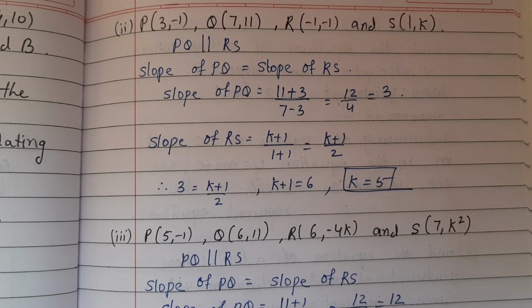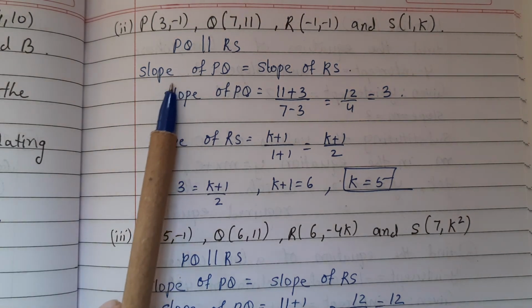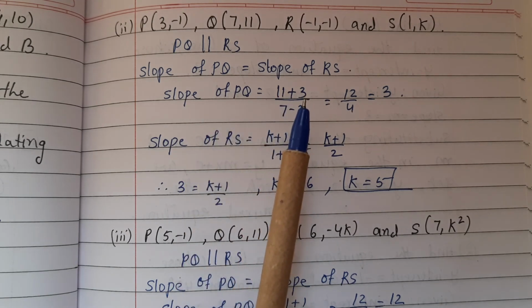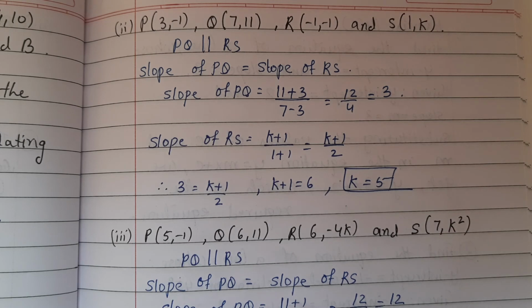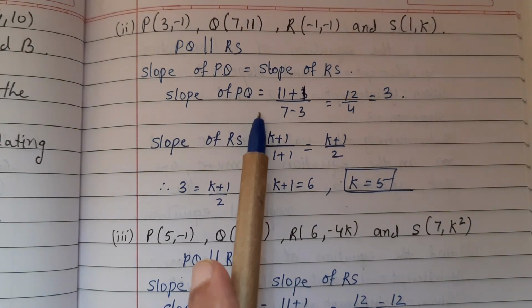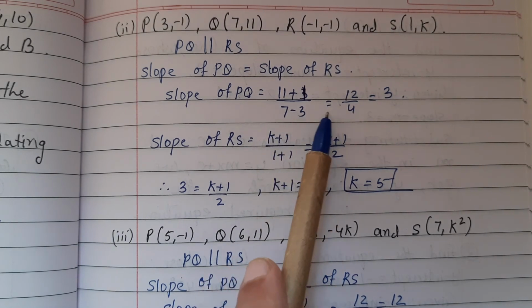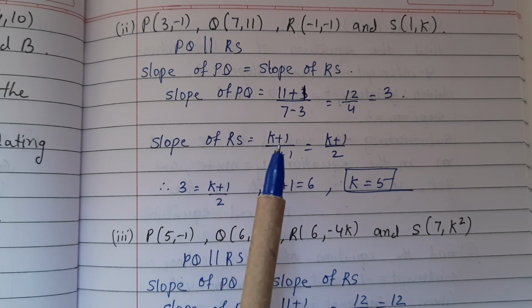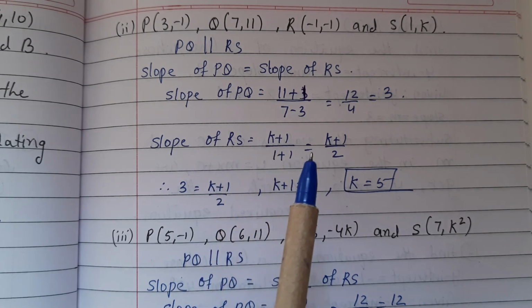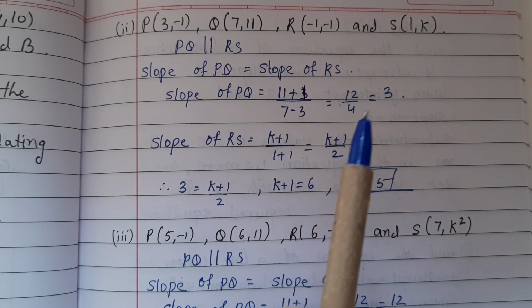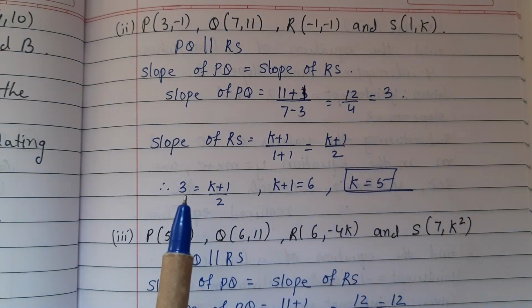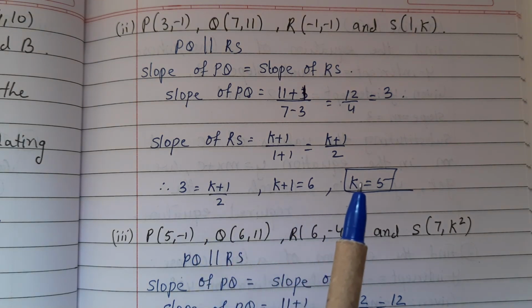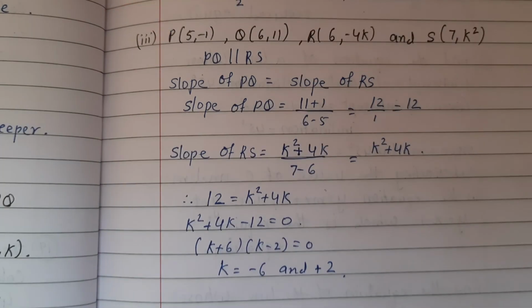Since PQ is parallel to RS, slope of PQ equals slope of RS. Slope of PQ equals (11 + 1) upon (7 - 3), equals 12 upon 4, equals 3. Slope of RS equals (k + 1) upon (1 + 1), equals (k + 1) upon 2. Both the slopes are equal. Therefore, 3 equals (k + 1) upon 2. k + 1 equals 6. k equals 5.